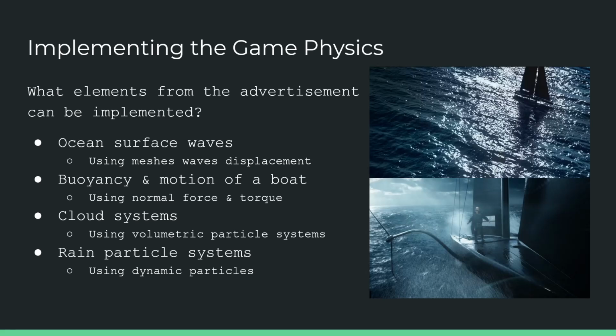The second element is buoyancy and motion of a boat. This buoyancy can be achieved by using normal force and torque based on the waves which are made by the mesh. Along with that, the player controller can be used for motion of a boat forward and while turning. Along with this, for the atmosphere, we can use cloud systems, which are simply volumetric particle systems, and rain particle systems, which are dynamic in nature.